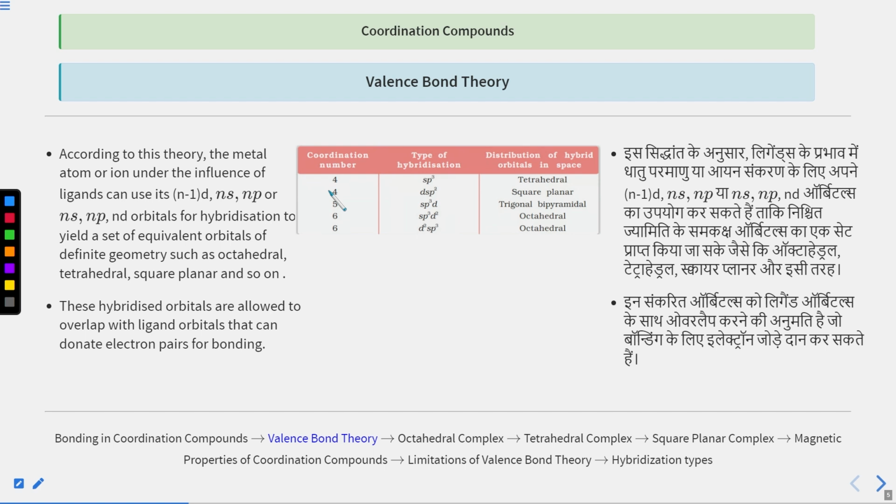So what happens is these orbitals superimpose on one another and form a degenerate set of orbitals. What is a degenerate set of orbitals?